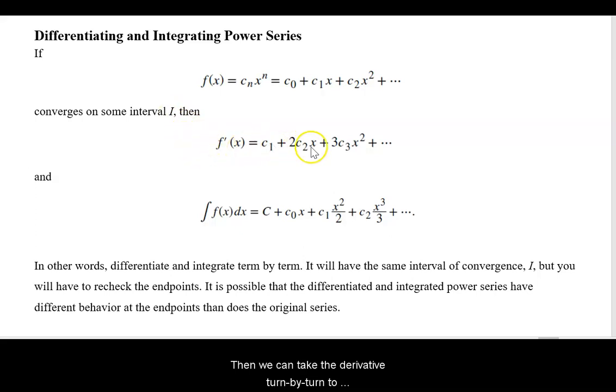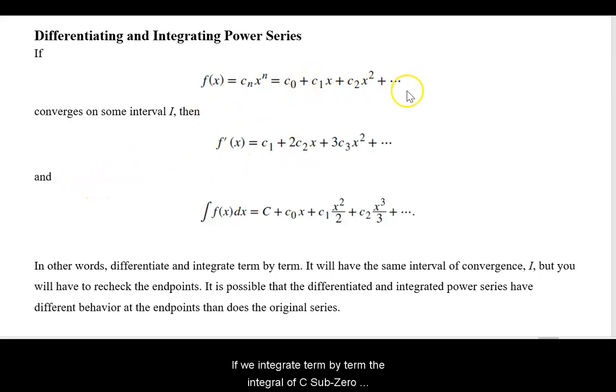If we know that this power series converges on some interval I, then we can take the derivative term by term to generate this series of numbers and expressions. This is done by taking the derivative of each individual term. Since c sub 0 is a constant, its derivative is 0 and it doesn't show up in this list. If we take the derivative of c1x, the x, of course, its derivative is 1, so we get c1. If we take the derivative of c2x squared, the 2 comes to the front, gives us 2 times c sub 2 times x.